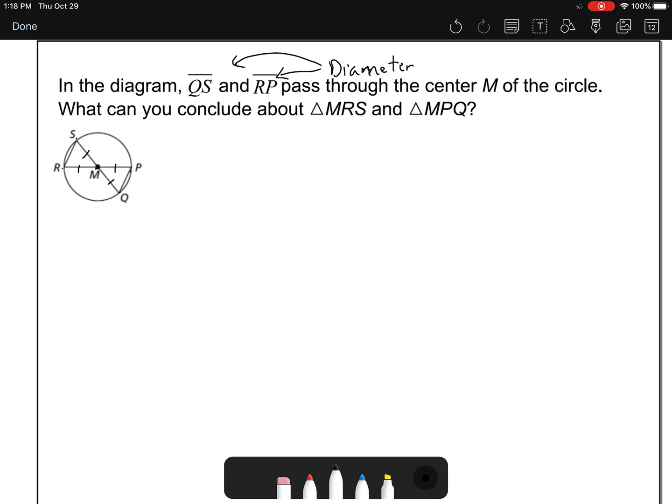Well, a radius has to be the same. So MQ, MP, MS, and MR are all the same length. So that's why I'm going to put tick marks on them. Well, I have side, side.